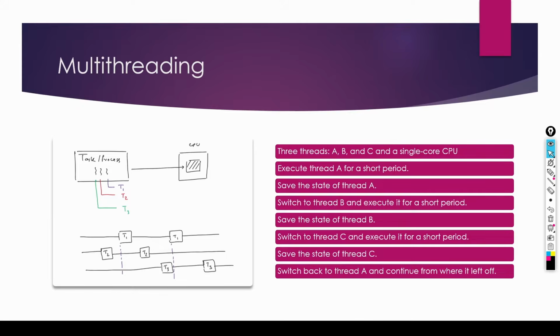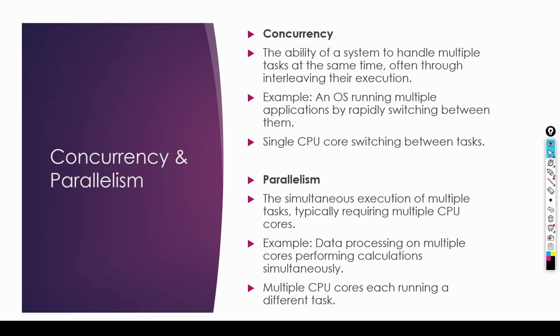So if we go back to the previous slide, here we can see there are 3 threads of a single task and there is a single core CPU, but still it is able to run all the threads, although not simultaneously at the same time, but you can see the interleaving of their executions here. Here T2 is getting executed, then T1, then T2, then T3, then again T1 and T3. So this is called concurrency. All right. When the operating system runs multiple applications by quickly switching between them, this is called concurrency.